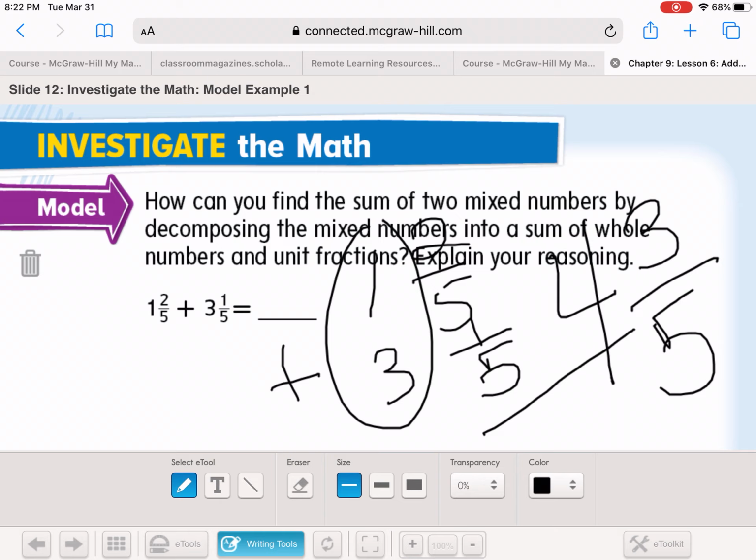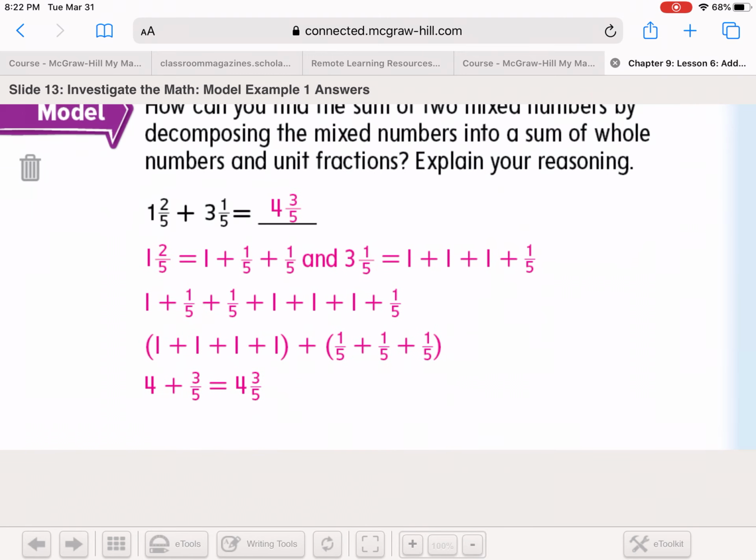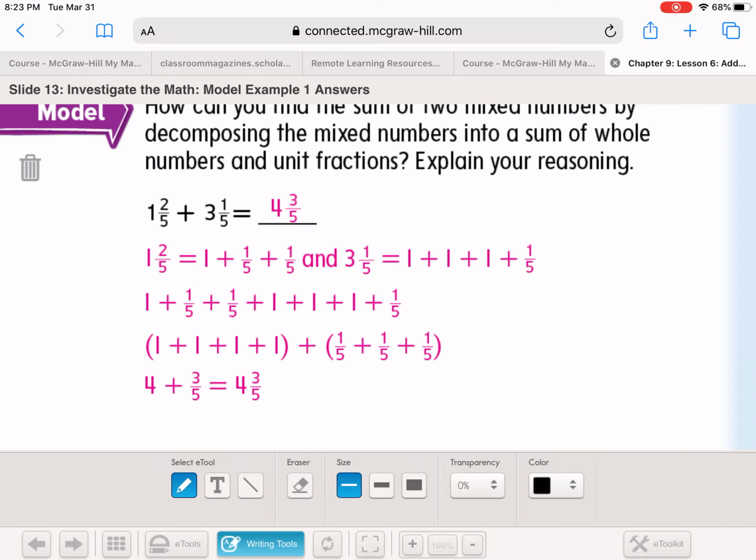I'm assuming they're going to have you do unit fractions. Well, we're not doing that, because I'm going to show you what they mean. See how they took apart the 1 2/5 and they said, oh, look, it's 1 plus 1/5 plus 1/5, and 3 equals 1, 2, 3 plus 1/5. Then you would just add them together. We are not doing that. We're going to do it the McEwen way, and we're just going to add them up.